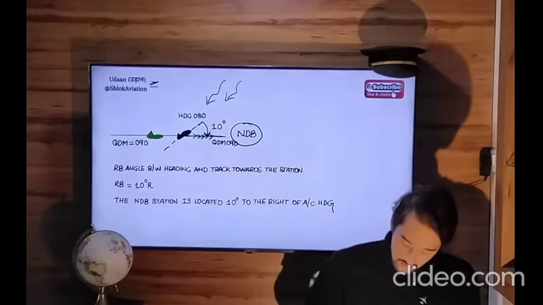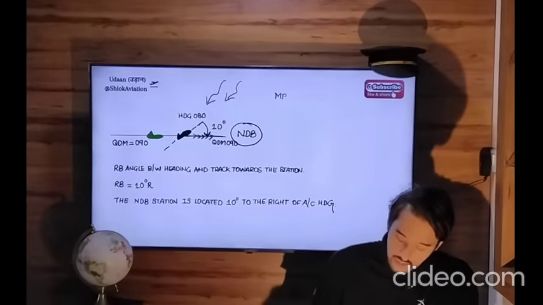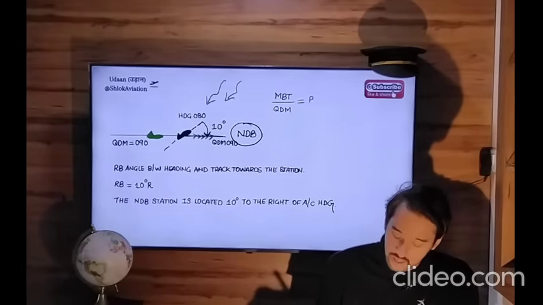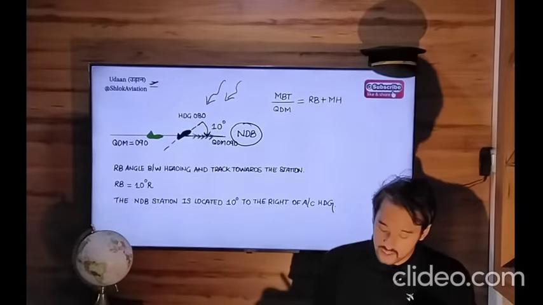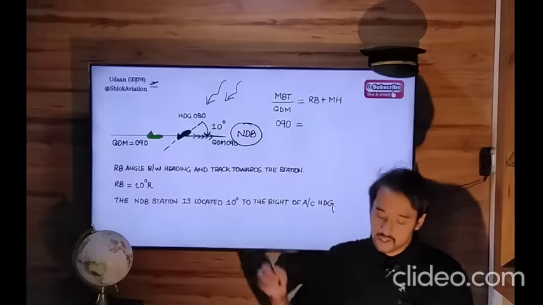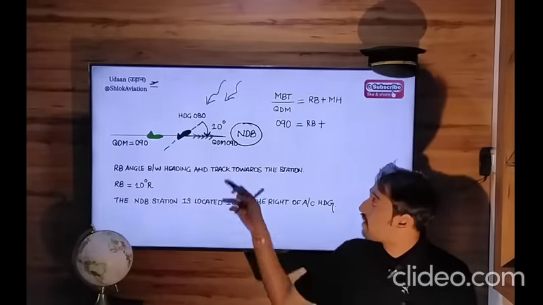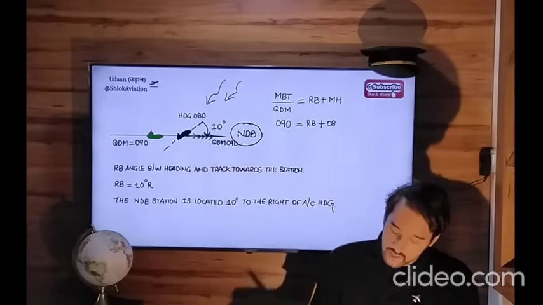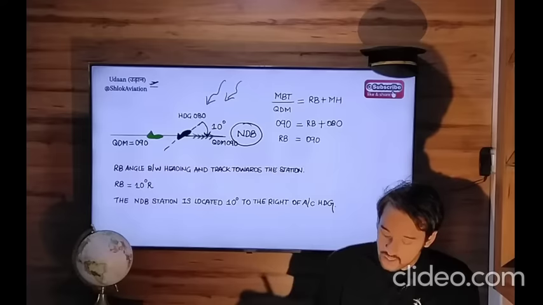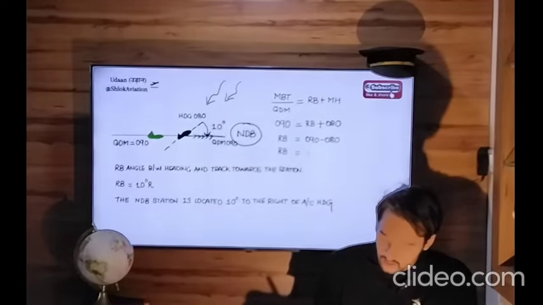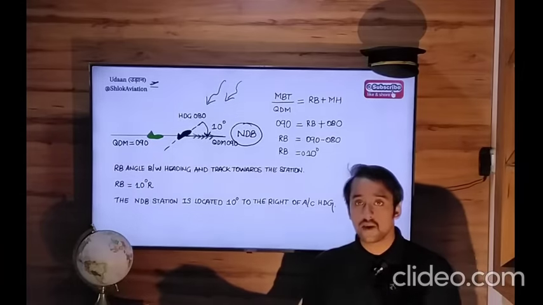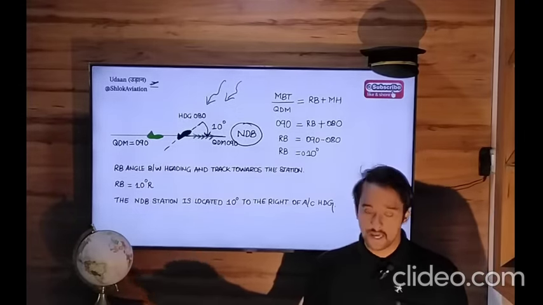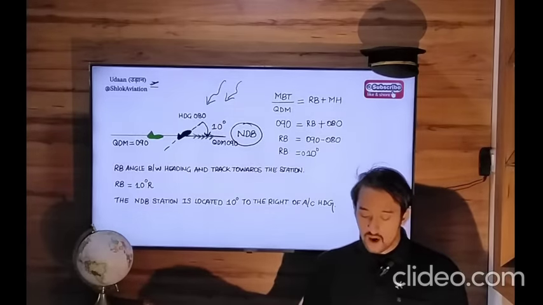Now there is also a formula of magnetic bearing to the station, also known as QDM, to be equal to relative bearing plus magnetic heading. So in this case, what was our QDM or magnetic bearing to the station? 090, right? Inbound 090. Relative bearing we will find out. What is magnetic heading of aircraft? 080. So relative bearing is 090 minus 080, which is 010 degrees. Okay, so this formula you can use, and diagrammatically also you have to understand it like this for better concept clarity. So this is how you should use this formula.